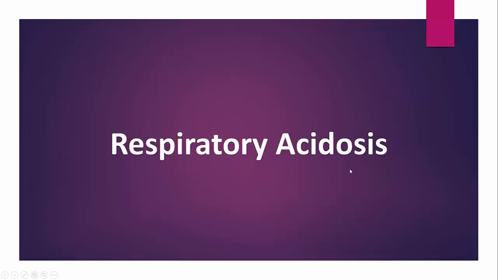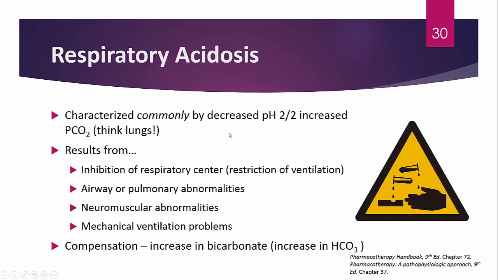Versus respiratory acidosis, where we primarily see patients having decreased pH secondary to increased PCO2 or PaCO2. So again, think the lungs. Decreased pH corresponds with acidosis. And this can result from anything essentially causing CO2 retainment, and that can be inhibition of the respiratory center or restriction of ventilation, airway or pulmonary abnormalities, neuromuscular abnormalities, as well as mechanical ventilation issues or mechanical ventilation problems.